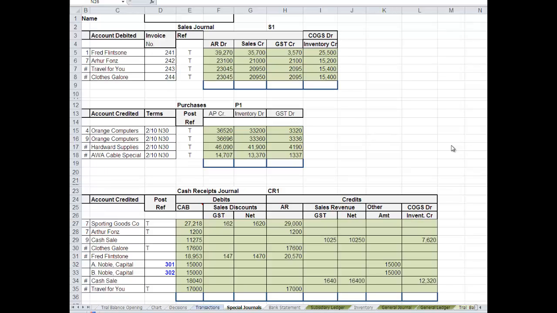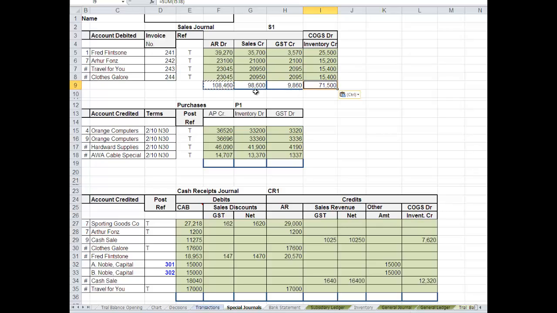Okay, so let's look at what we do at the end of the month with the special journals. The first thing we do is what's called footing them, which is really just adding up each column. Then I can copy the formula across all the way, and we'll notice some things.